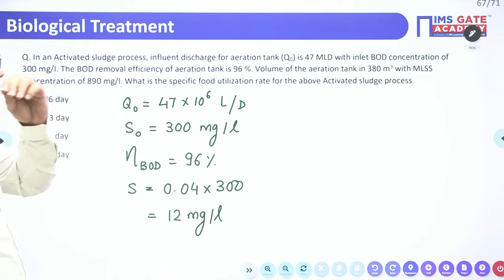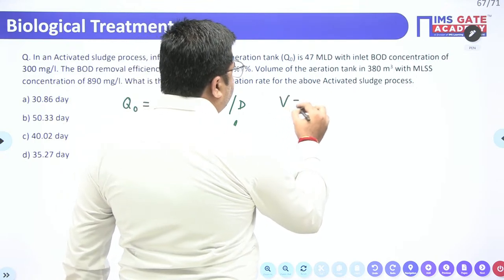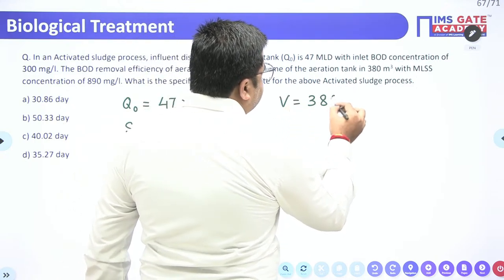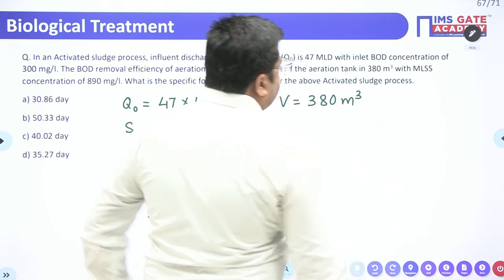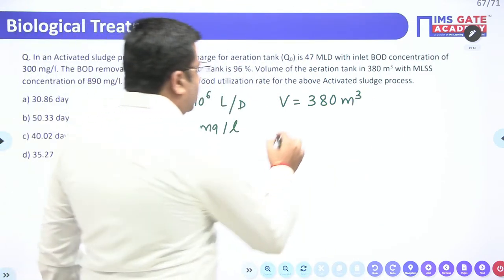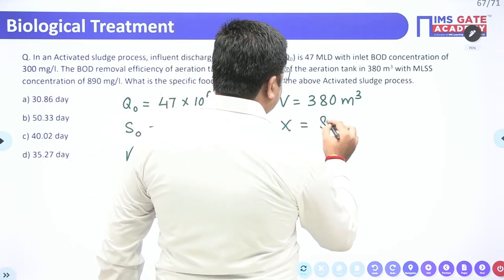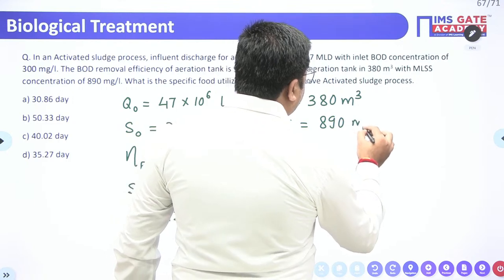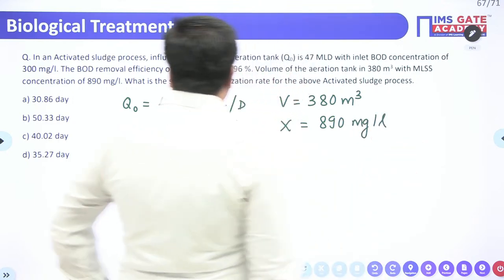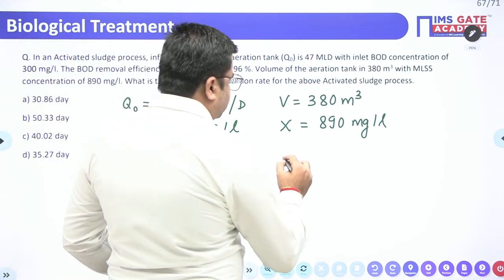Further, the volume of the aeration tank is given as 380 meter cube, with MLSS concentration of 890 milligram per liter. So the concentration X is given as 890 milligram per liter. You need to calculate the specific food utilization rate of the activated sludge process.